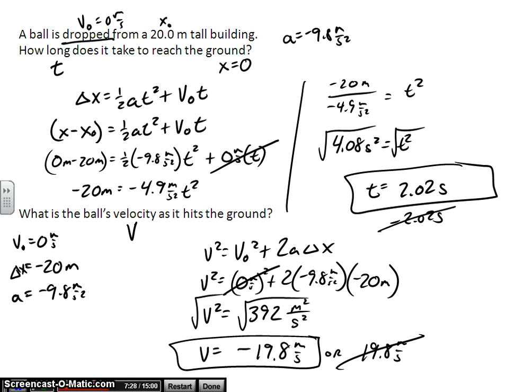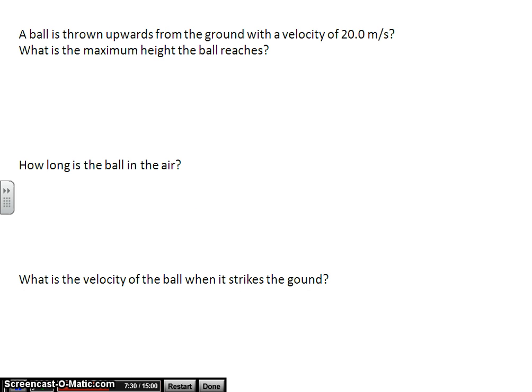Let's take a look at another set. Now we're going to throw the ball upwards. Ball's thrown upwards from the ground with a velocity of 20 meters per second. Know my initial velocity right there. What is the maximum height the ball reaches? Well, I know gravity, negative 9.8 meters per second squared. I want maximum height, so I want x. And we know something. When it goes to the top, I know my final velocity at the top is 0 meters per second.